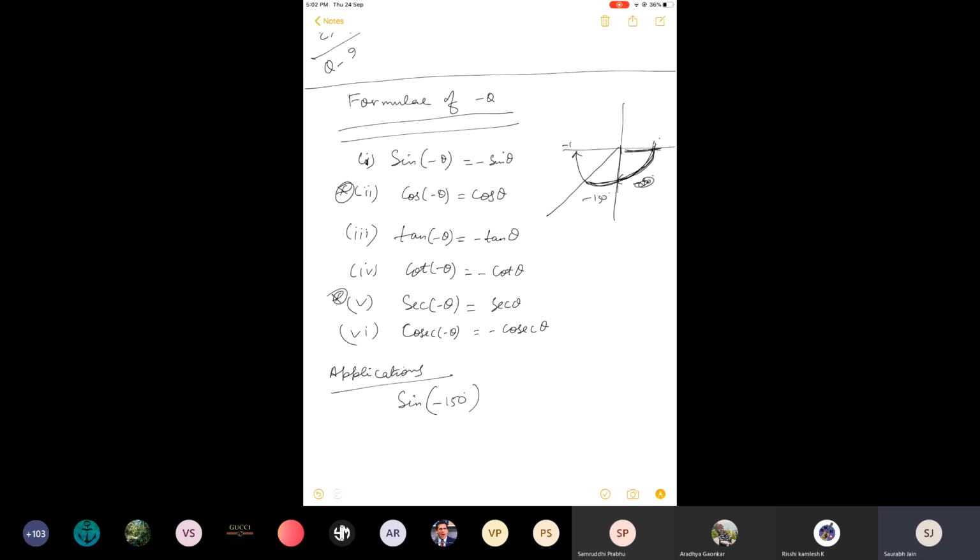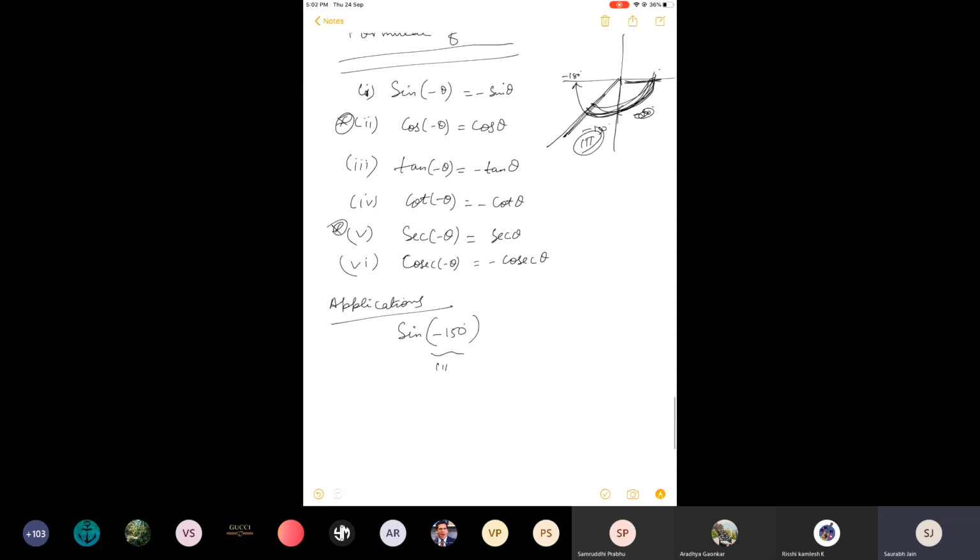So minus 150 will come somewhere here. So this is the third quadrant. Another important thing: if it is the third quadrant, sine will come out to be a negative value. Let us see how we will get a negative value.